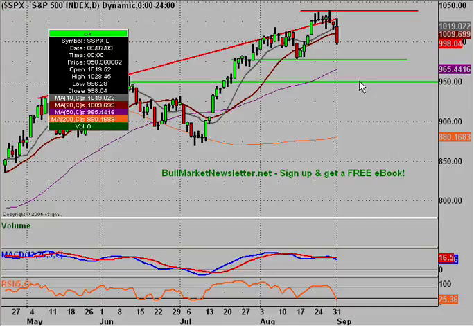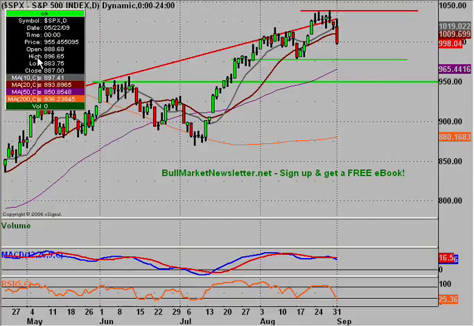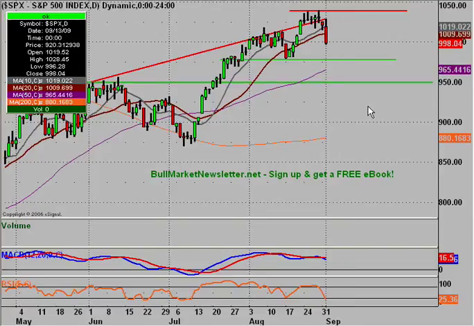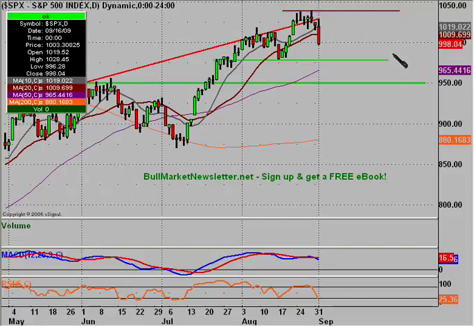But if this one doesn't hold and it fails, then that's where there could be a prolonged little pullback here, and we might be entering into some sideways action where it could possibly drop all the way down to this level down here. So I don't want to get too far ahead of ourselves. Let's just see how this acts the rest of the week.